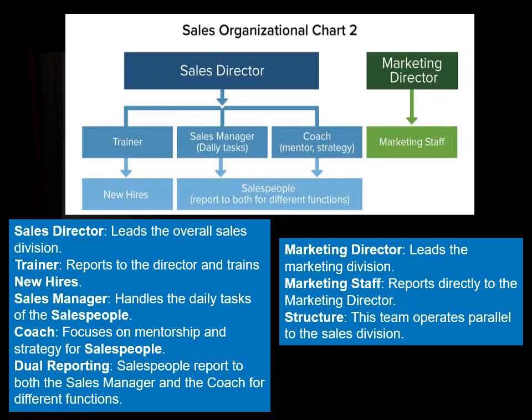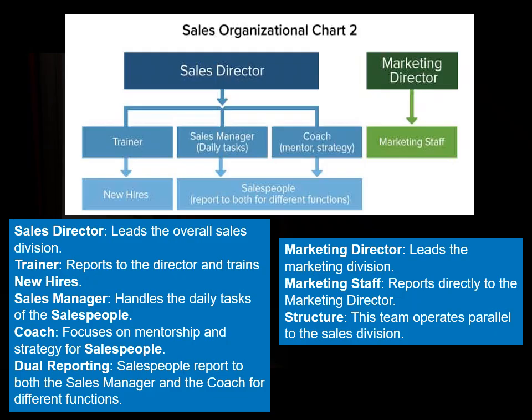Now the sales director leads the overall sales division, whereas the trainer reports to the director and trains new hires, and is responsible for new hiring also. Sales manager handles the daily tasks of the salespeople. Coach focuses on the mentorship and strategy for salespeople. Dual reporting: the salespeople report to both the sales manager and the coach for different functions.